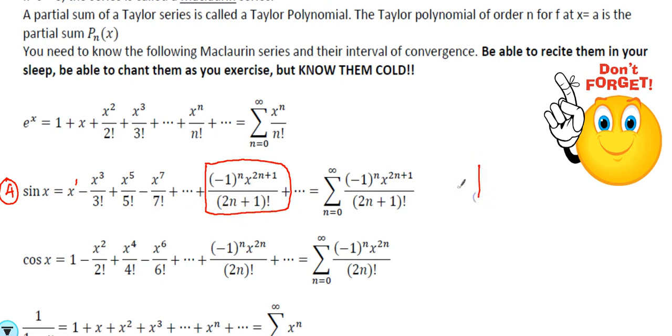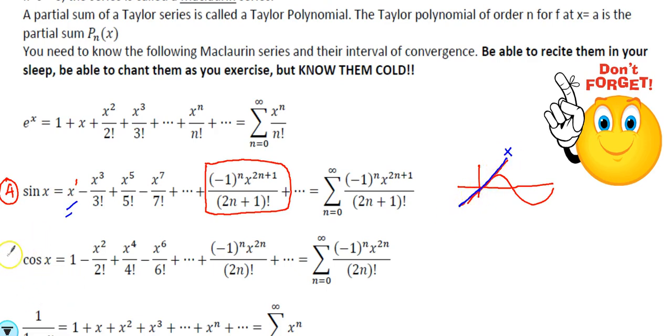Another way to remember is that for the sine function, you can see that the first term is always x. The first term, because that's your tangent line, is always x. So the sine series starts with x. You can never forget that. That's because the tangent line at 0 is always y equals x.